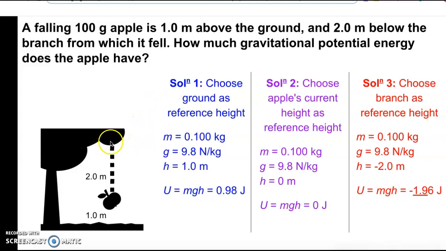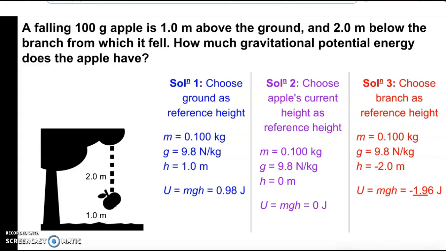Okay, so there's a branch here. What if I decide to measure the heights relative to this branch? Well, where's the apple? The apple is 2 meters below this branch, so I would list that as h equals negative 2 meters, since it's below the branch. Mass is the same, g is the same, U equals m times g times h, so when I multiply these 3 together, I get negative 1.96 joules to 2 significant figures.